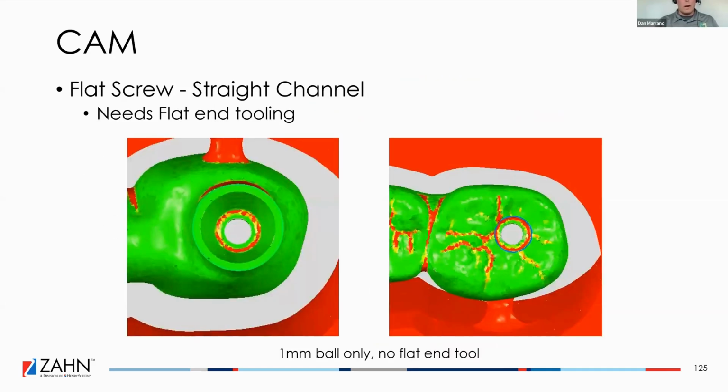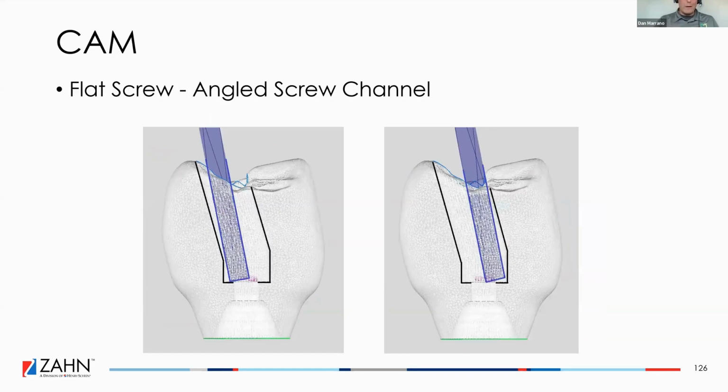Flat screw seats, just want to let you know, you cannot mill a flat surface with a round burr. Sure, as it gets long enough, maybe you get a flattish surface, but you cannot mill most of these cases with just a round burr. You need at least a flat burr. And when you angle the channel, here's even more of a reason. Even if you have that flat burr, you can't get into the corners of it, right?